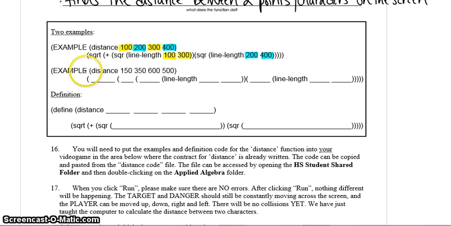I'd like you to pause the video now and try to fill in all of the blanks for the second example based on what you see in the first example. Use that as a guide. So pause the video now, try the second example on your own.